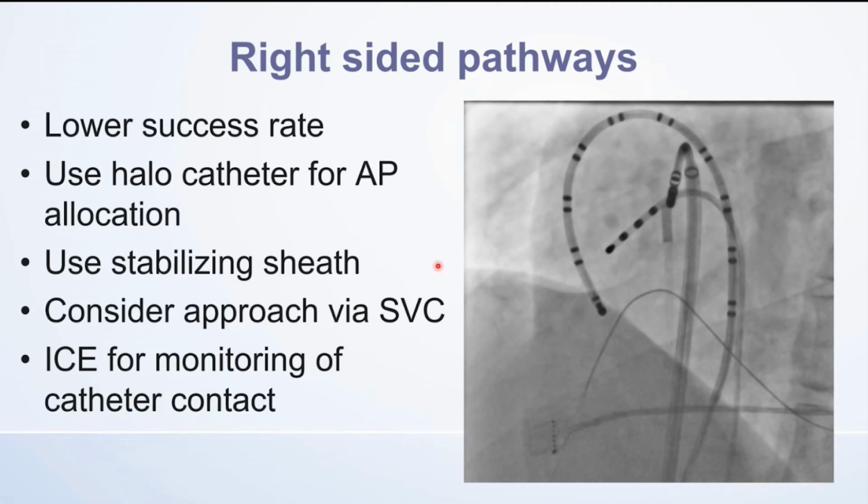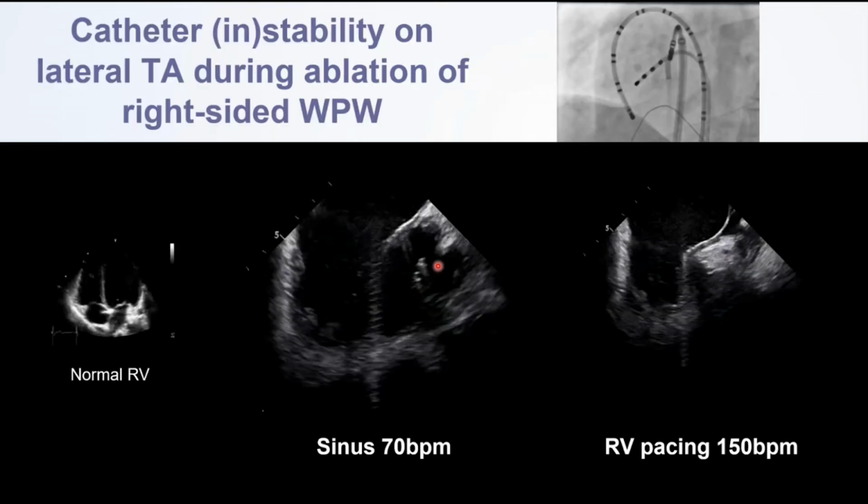What I really like for those pathways is to have ICE, intracardiac echo, and I will show you why. The reason is that the tricuspid annulus is a very movable structure, especially the lateral part. We measure TAPSE, and this part is moving a lot. 2 centimeters is the normal TAPSE.